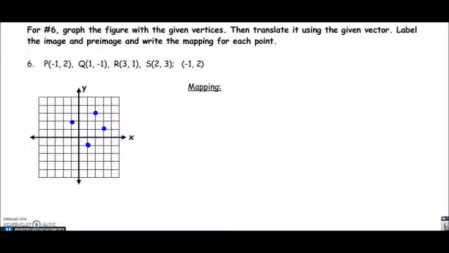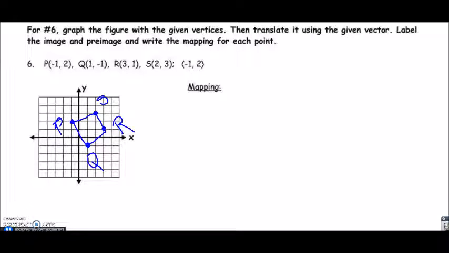And we need to label those and connect them. 2, 3 was S, 3, 1 was R, 1, -1 was Q, and P was -1, 2. So then we connect those. I'm going to change colors.